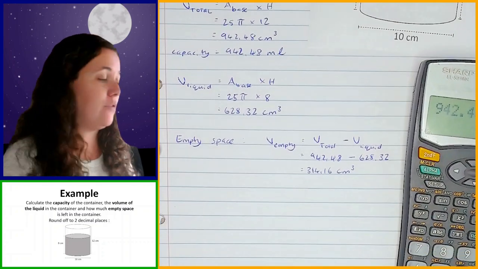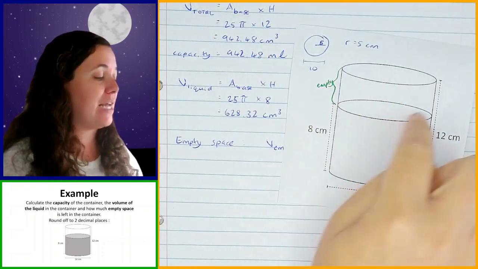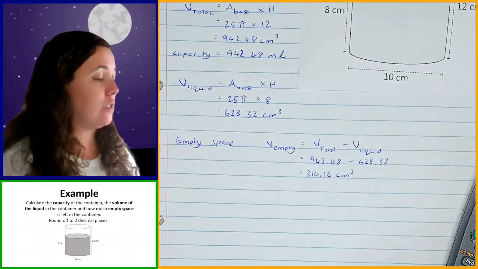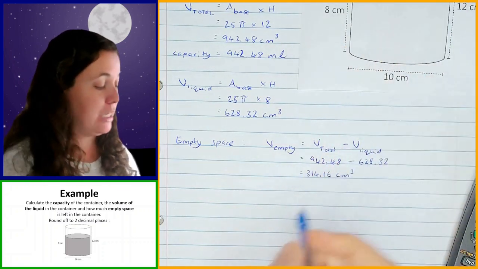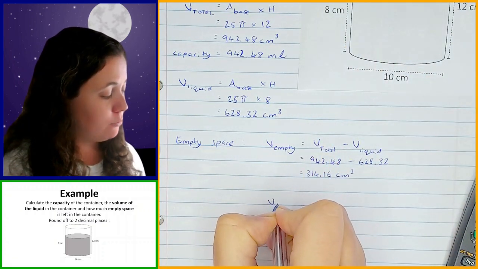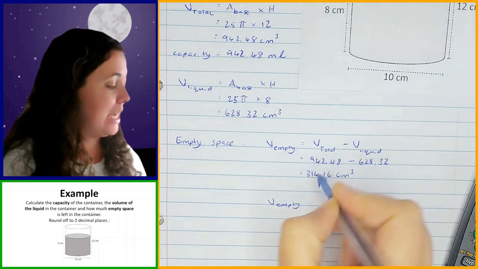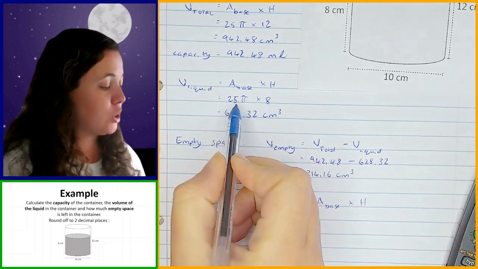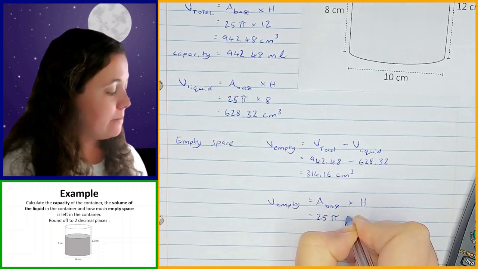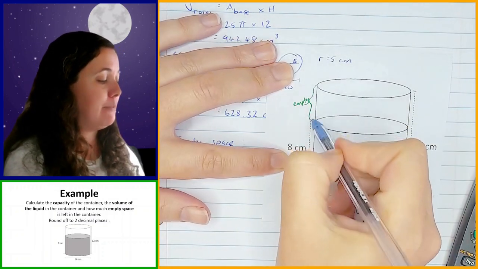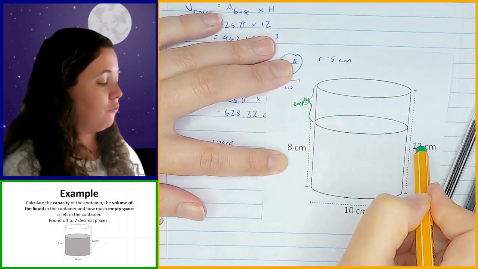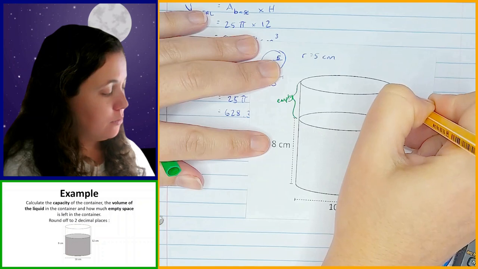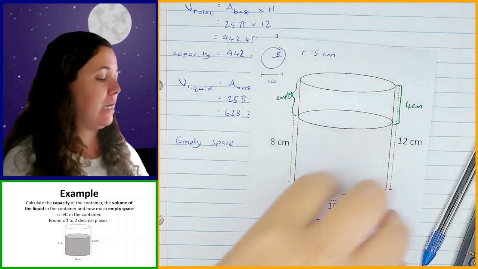Now the other way of doing it is to work out the volume of that part of the container in the same way that I did for working out the volume of the liquid. The base is still the same shape. So I can say the volume of the empty part of the container is the area of the base multiplied by the height. The base is still 25 pi multiplied by the height, but now the height of the empty part is going to be 12 minus 8, which is 4 centimeters. So my height over here will be 4.